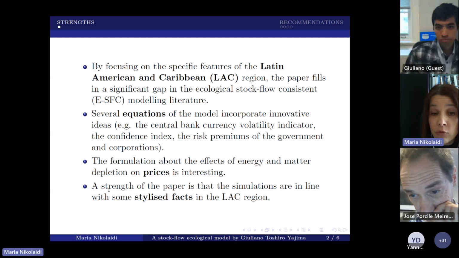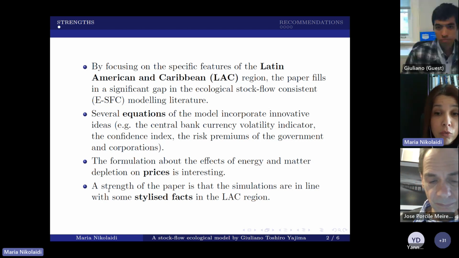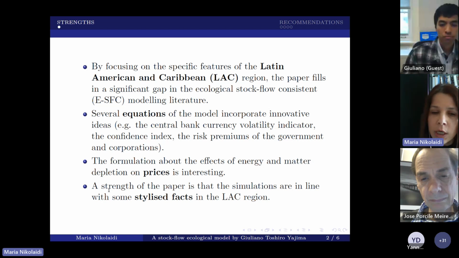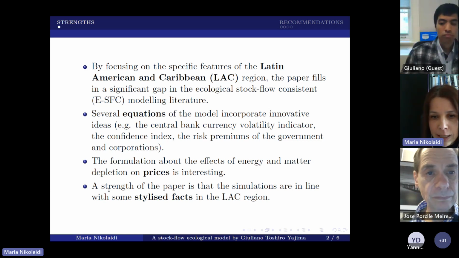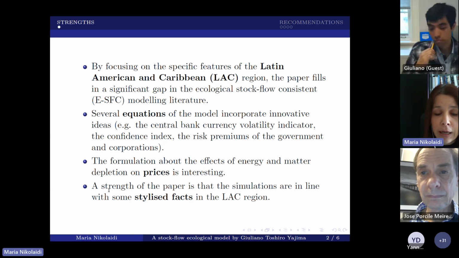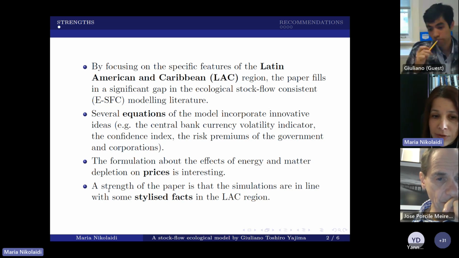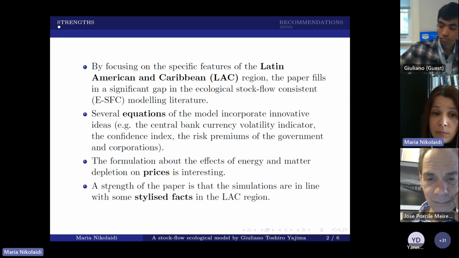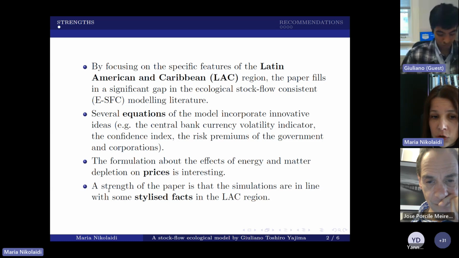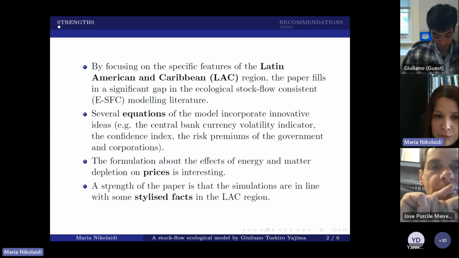I also liked some of the equations that you have introduced, and the examples that I have on the slide are the ones that you mentioned pretty much in your presentation. So I really like that you have this volatility in the exchange rate, that this could affect the decision of central banks. This is the currency volatility indicator that you have in the paper. On top of it, you have this risk premium that is affected directly or indirectly by the volatility of the exchange rates. And this risk premium refers both to the government and to non-financial corporations. And I like the confidence index that then affects the investment decision.